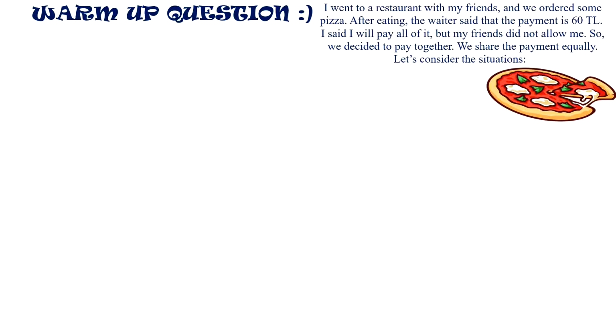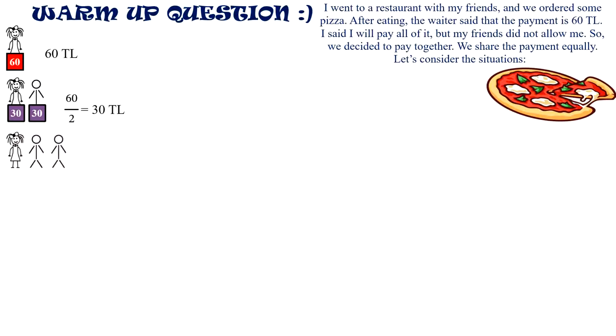Let's consider the situations. If I will pay all, I will pay 60 Turkish liras. If me and a friend will pay, what is the amount paid by each of us? Yes, we should divide 60 by 2, so each of us will pay 30 liras. If me and two friends will share the payment, what is the amount paid by each of us? Now we should divide 60 by 3, so each of us will pay 20 liras.